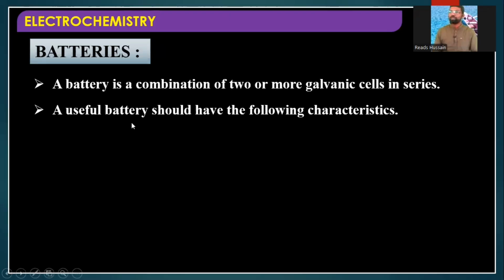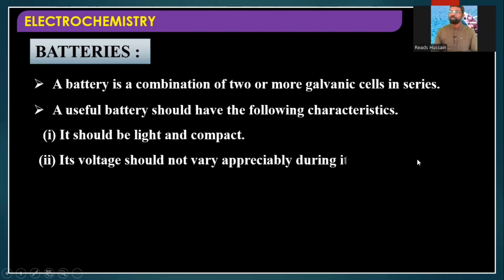A useful battery should have the following characteristics. What are the properties of a good, useful battery? It should be light and compact. Battery should be light in weight and compact. Compact means we can easily carry it from one place to another. And its voltage should not vary appreciably during its use. That means the voltage should be constant.